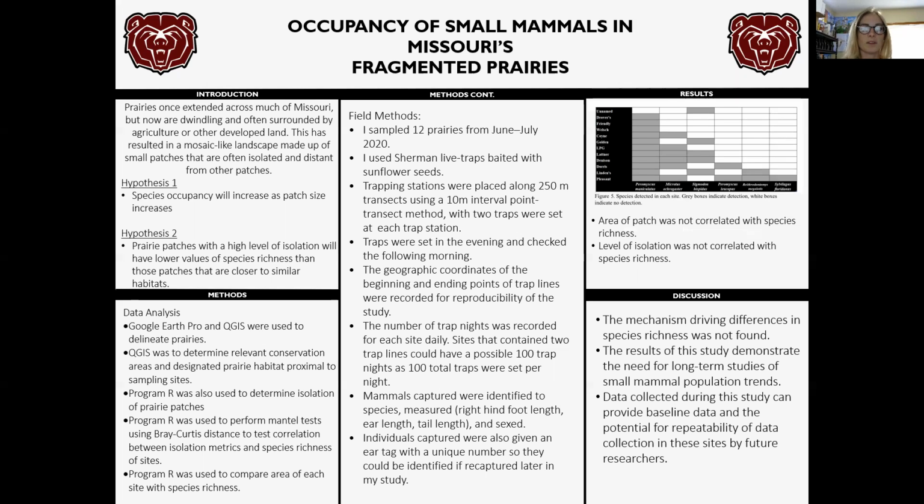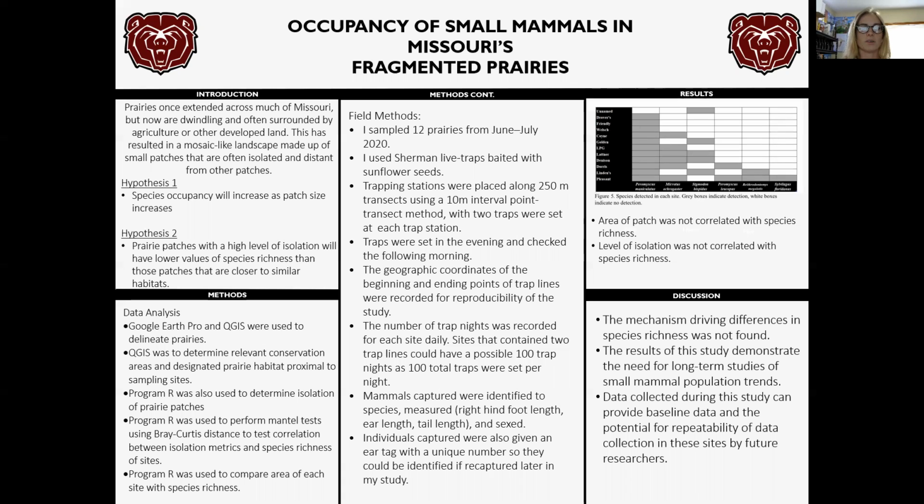As far as my field methods, I sampled 12 prairies from June to July of 2020. I used Sherman live traps baited with sunflower seeds, and trapping stations at each prairie were placed along 250-meter transects. They were placed at 10-meter intervals using a point transect method, and 2 traps were set at each trapping station. Traps were set in the evening and then checked the following morning. That was just so that the animals in the traps would not get too hot.